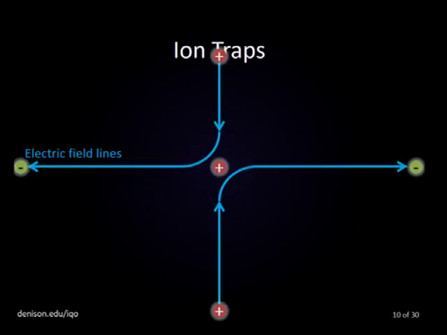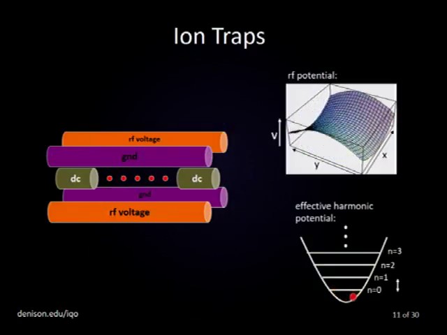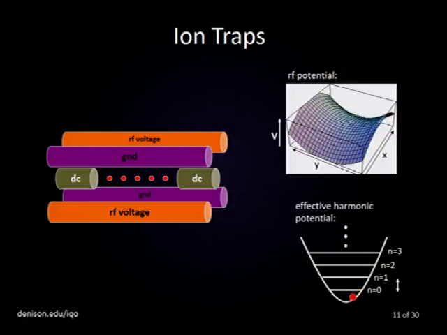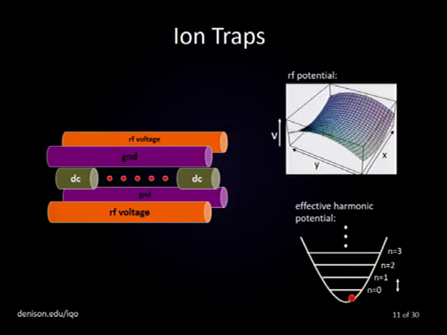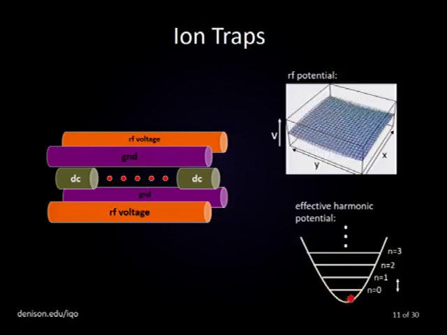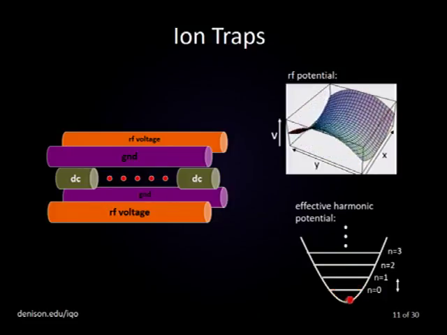And if you oscillate this very quickly back and forth, in this case at radio frequencies, you can actually form a stable trap. Here's what that generic ion trap looks like. We've got two electrodes that are oscillating at radio frequencies, these two rods labeled as RF voltage. So they're oscillating back and forth at radio frequencies. We've got two ground rods as well.